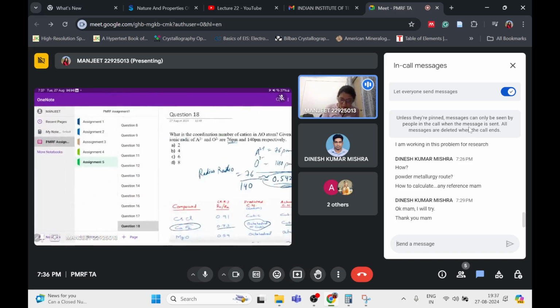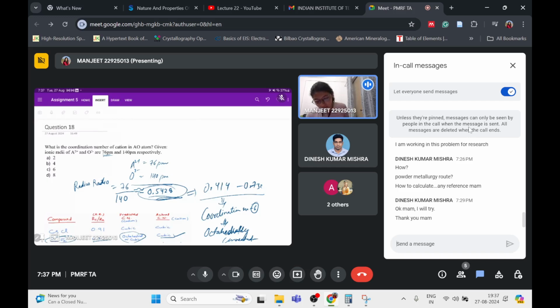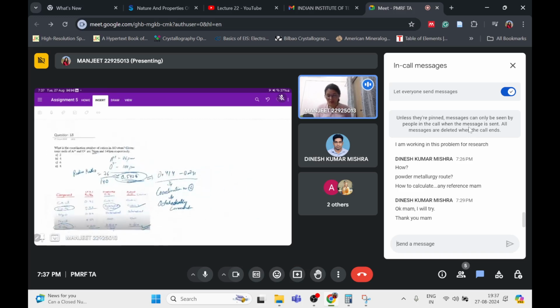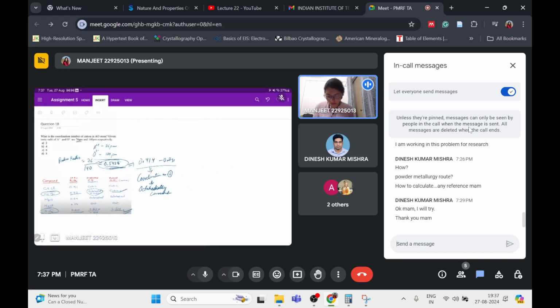In 18, again you have the coordination number. You have to find out the coordination number. The ionic radius for the cation as well as the anion is given. You just find out the radius ratio and compare with the given range for the radius ratio and the corresponding coordination number. This is all about assignment number 5.